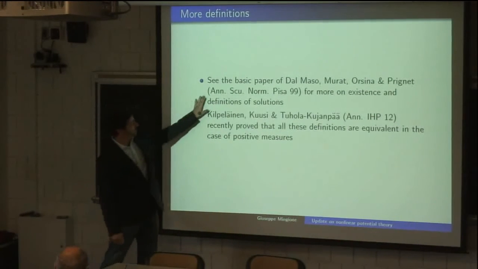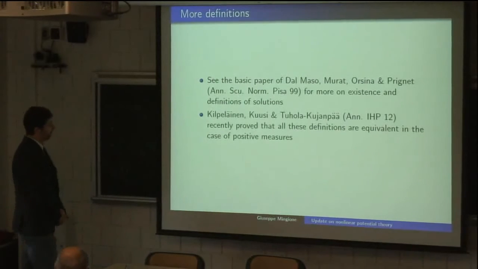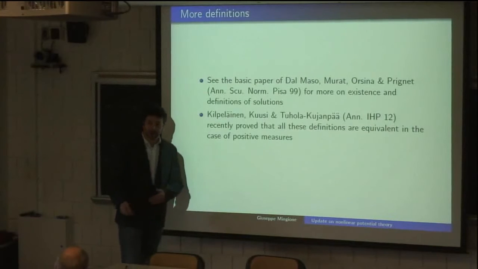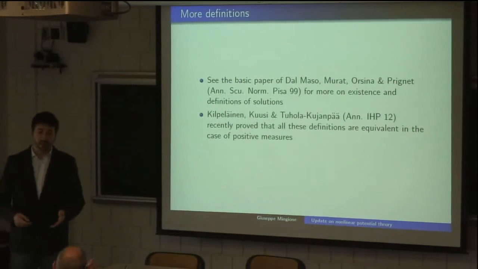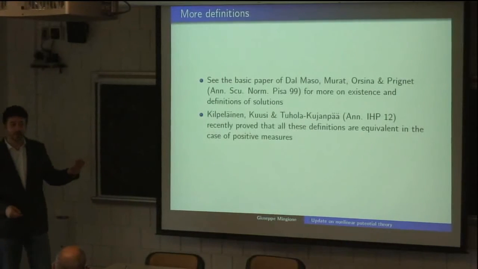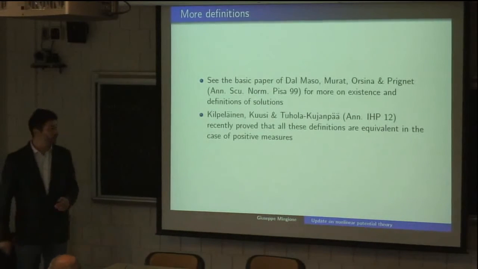Otherwise, I would refer to this basic paper of Dal Maso, Murat, Orsina and Prignet for more on the existence and comparisons. But anyway, in one way or another, when you have to show that one of such solutions exists, it's always by approximation. So I will talk about those solutions that we certainly know exist.